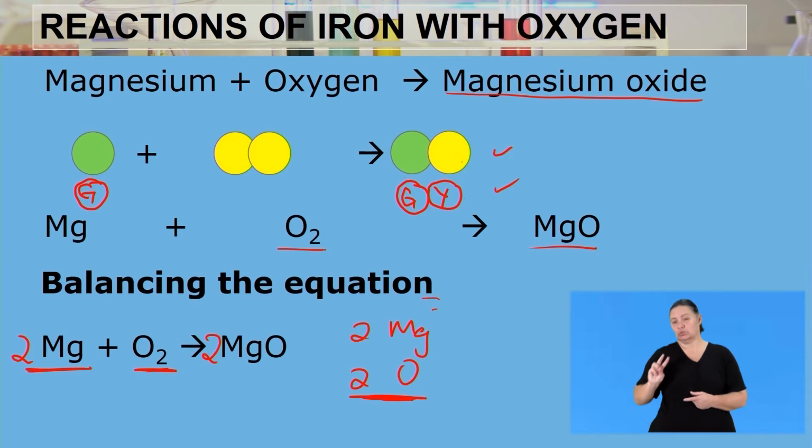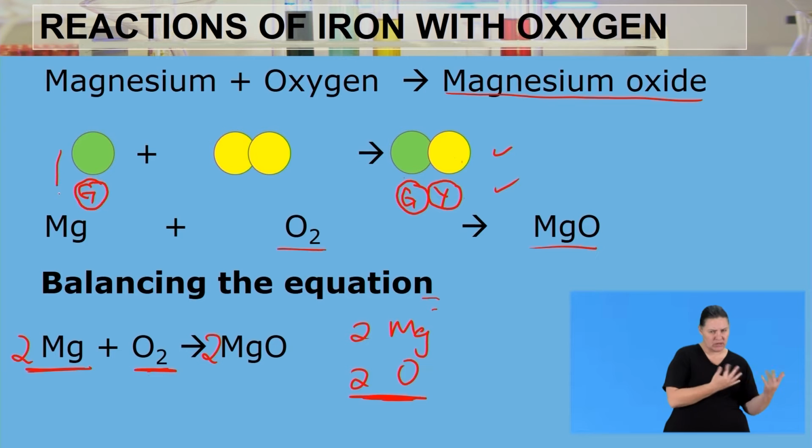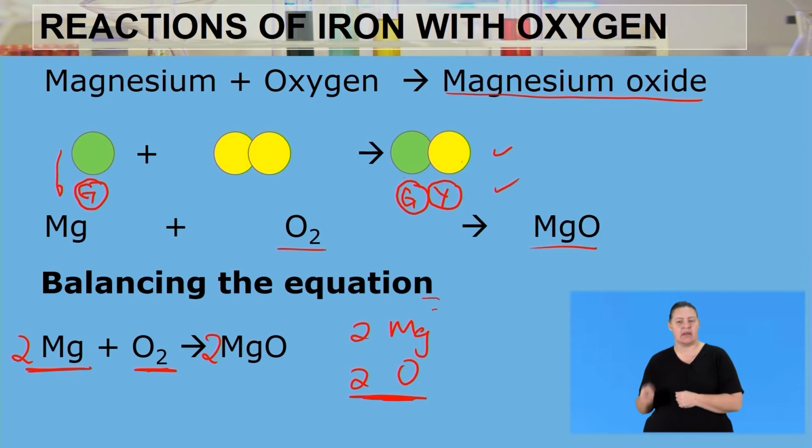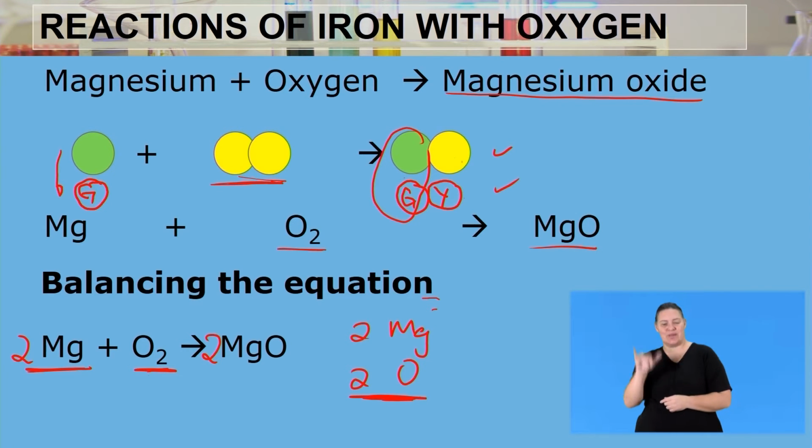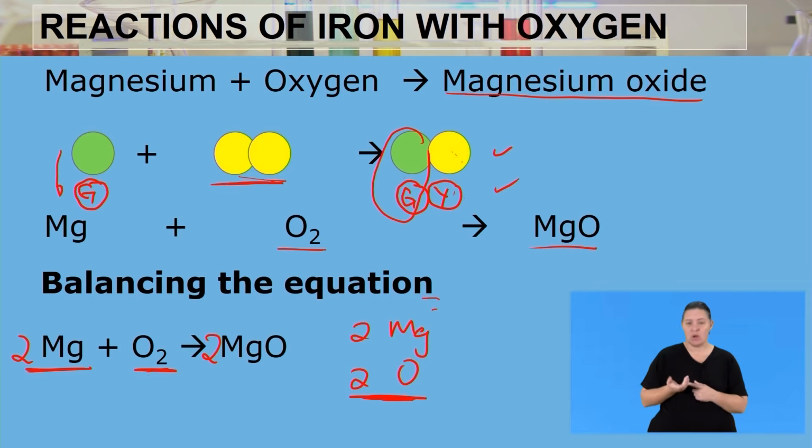Now you notice that on the left-hand side you have 2 green circles, and on the right-hand side again you have 2 green circles. Then on the left-hand side you still have 2 yellow circles, and again on the right-hand side you have 2 yellow circles. By doing that we're showing that our equation is balanced by using pictures.